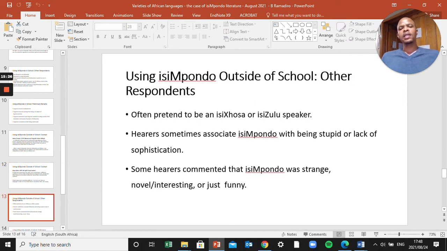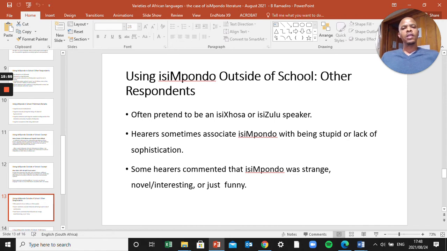Okay, other respondents said that they often pretend to be either an isiXhosa or isiZulu speaker. And this makes some sense because both isiXhosa and isiZulu are official languages. They are written, and high status relative to isiMpondo. And of course, both these languages border the places where isiMpondo is spoken. isiXhosa would be to the west and isiZulu to the east.